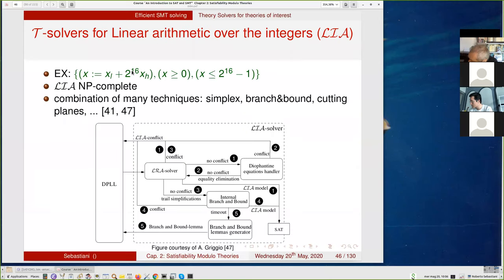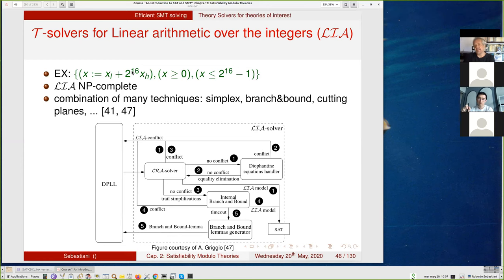Okay, integers. Integers are complicated, because integer arithmetic is much harder than reals. Linear integer arithmetic is NP hard, whereas linear rational arithmetic is polynomial. So when you are reasoning on linear integer arithmetic, you use a compromise of different algorithms.